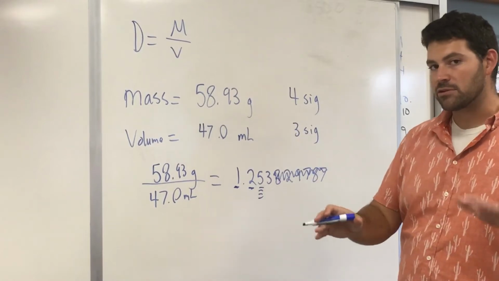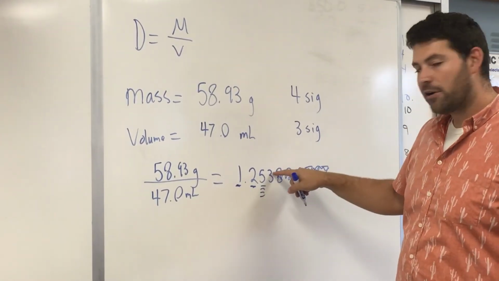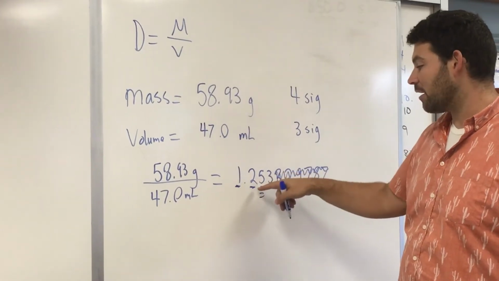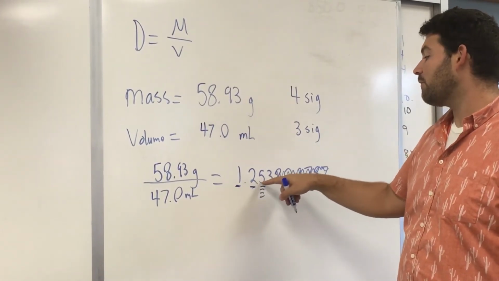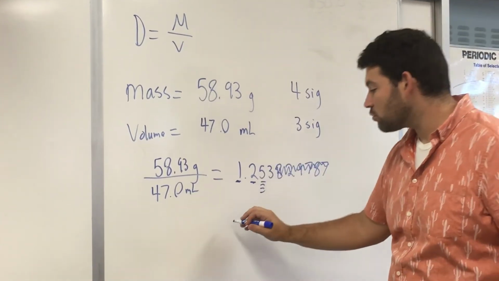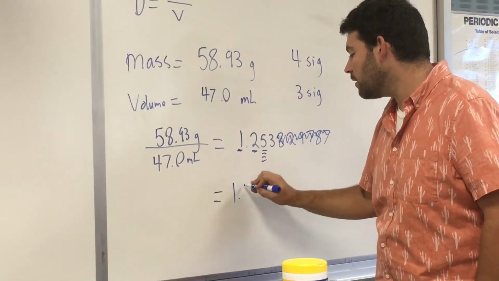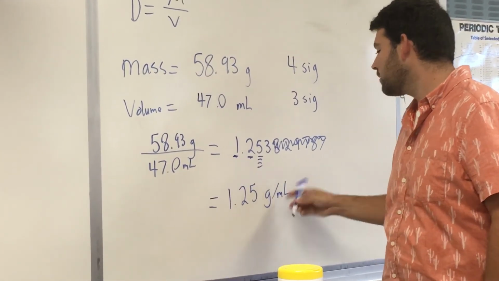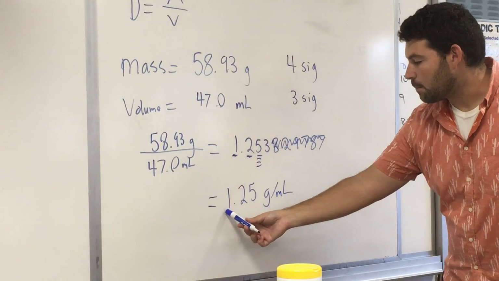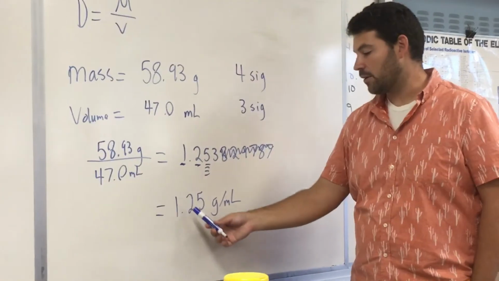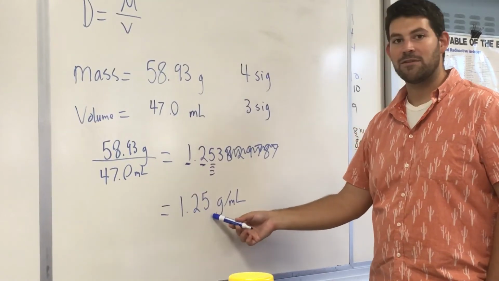We know rounding rules. We've learned this before. If it's 4 or lower, we keep the number the same. If it's 5 or above, we would round up. So since it's 1.253, that's not enough to make us round it up. We're going to shorten our answer to 1.25 grams per milliliter. This would be the proper density with proper significant figures. All right, 1.25, 3 significant figures.